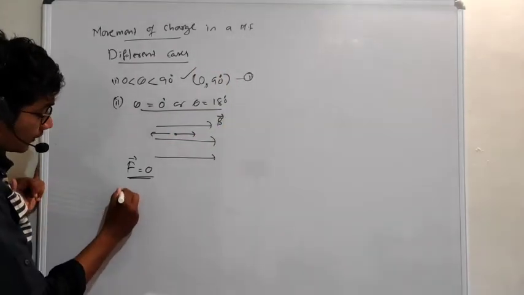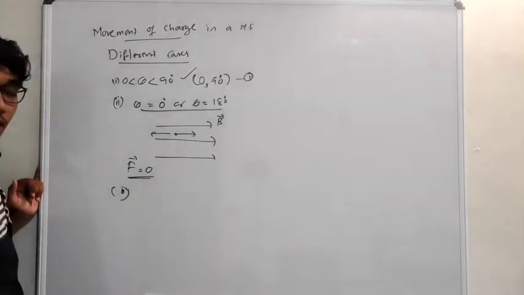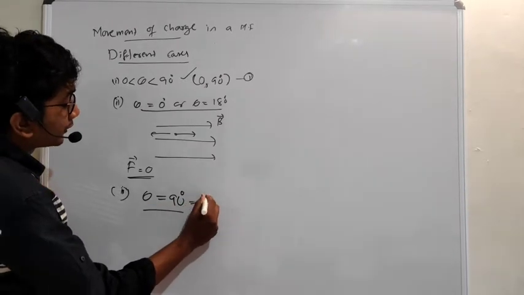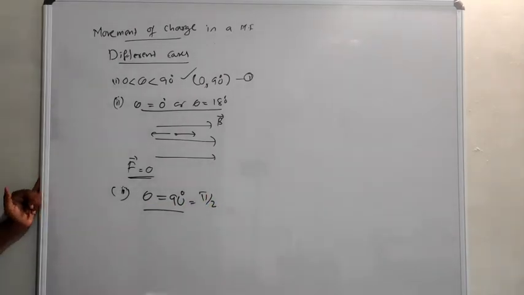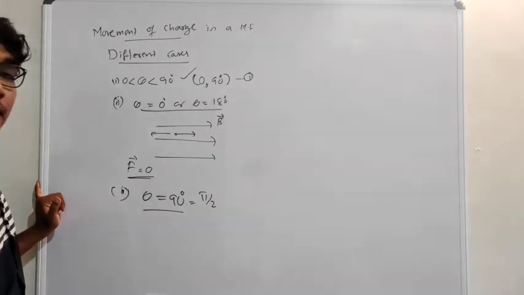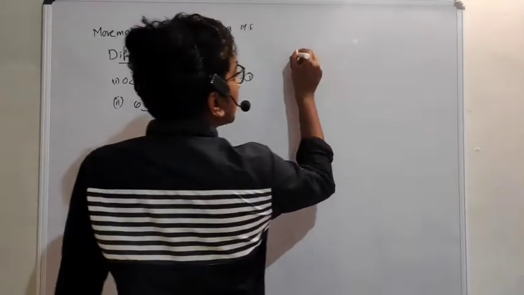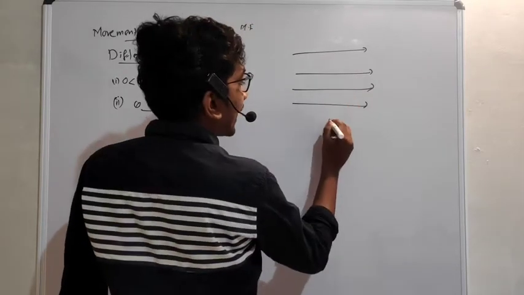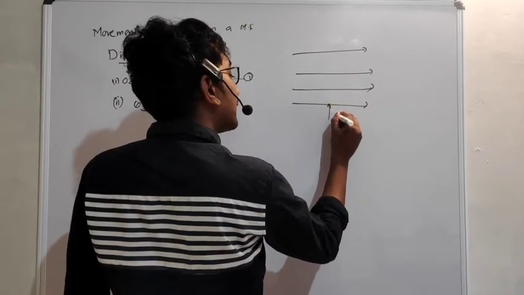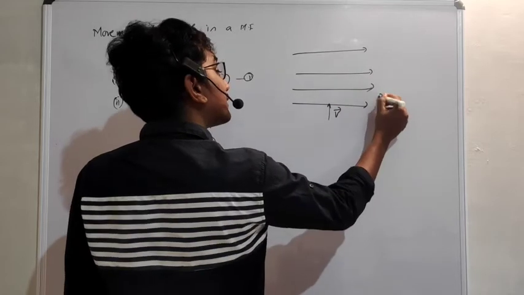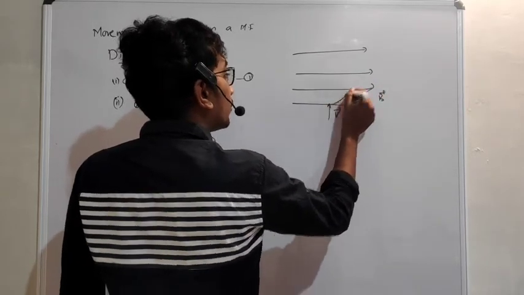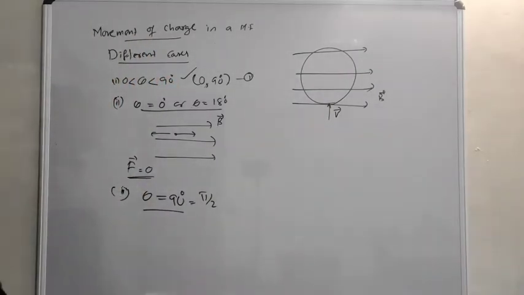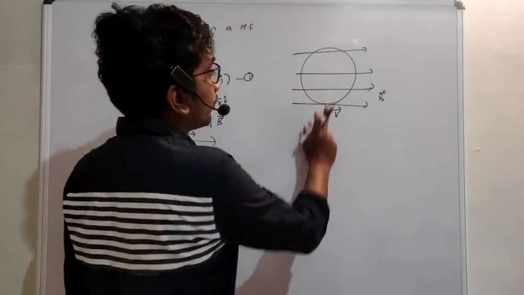Next one, the third one. This is very important for us. If theta is equal to 90 degrees or pi by 2. Look at this. There is a uniform magnetic field here, and the velocity V is at 90 degrees to it, in this direction. Then it will move in a circle. Keep this in your mind, this is very important. So it will move in a circle.